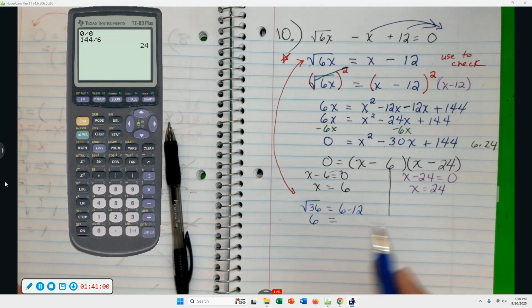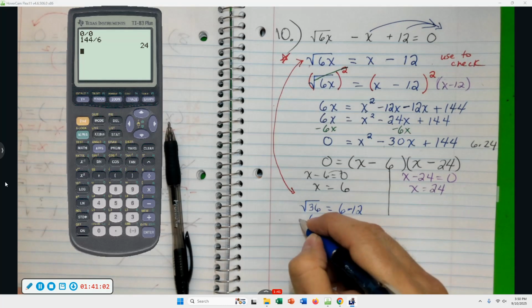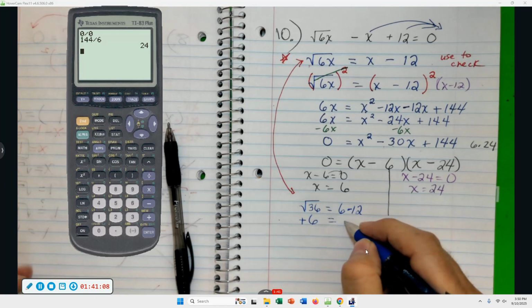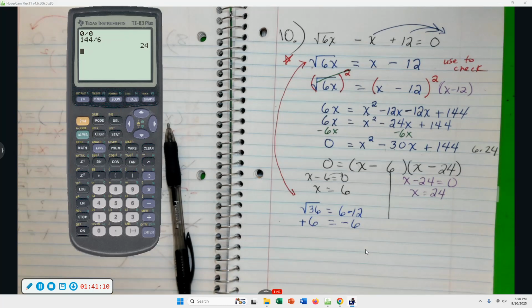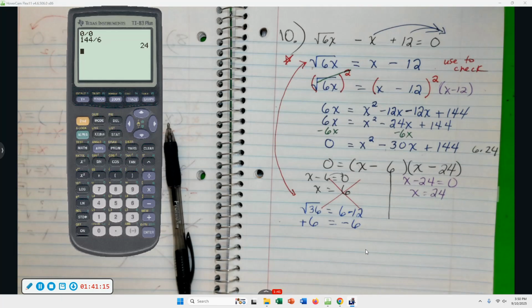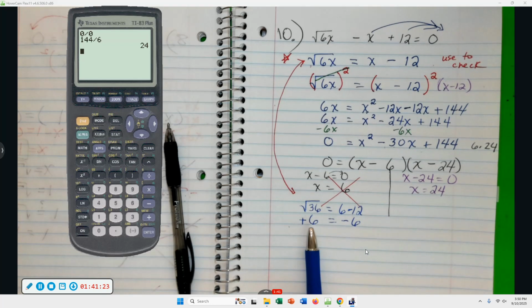Excuse me, it's positive 6. I just meant write the little plus. Oh, okay. Because what are we going to have over here? Is this going to check? That's negative 6. When we were squaring both sides, somewhere along the way we squared a negative quantity without realizing it and made it into a positive quantity. That's why we got that solution that doesn't check. The solution that doesn't check is called an extraneous solution.